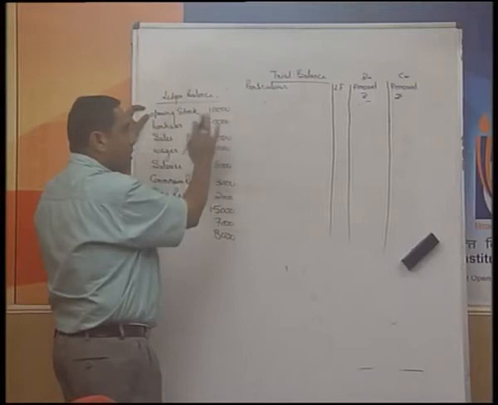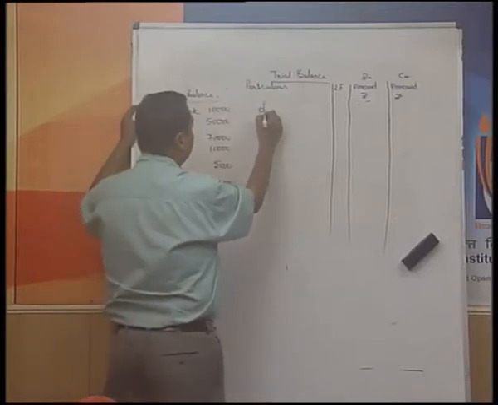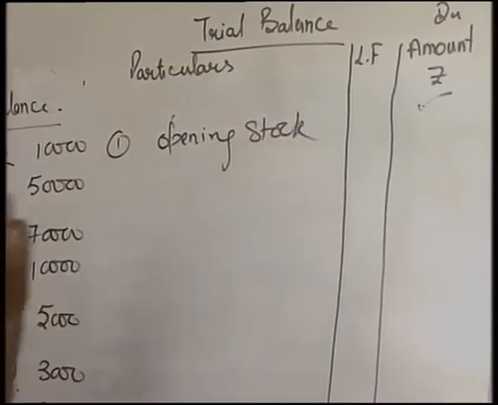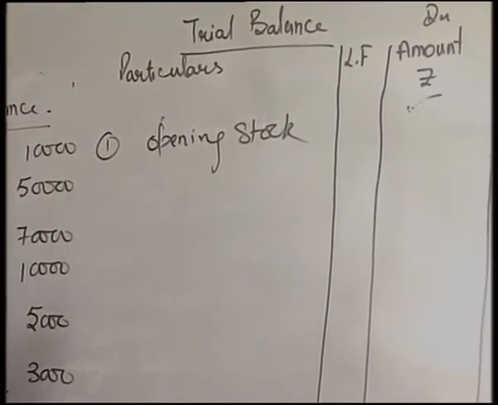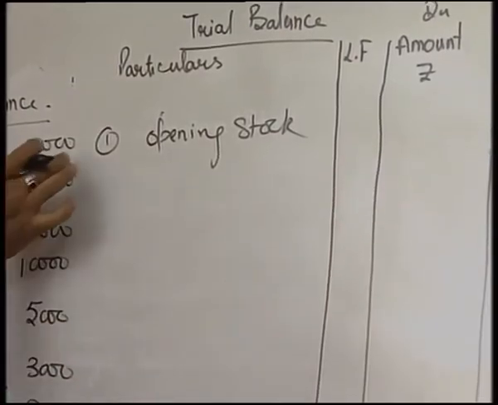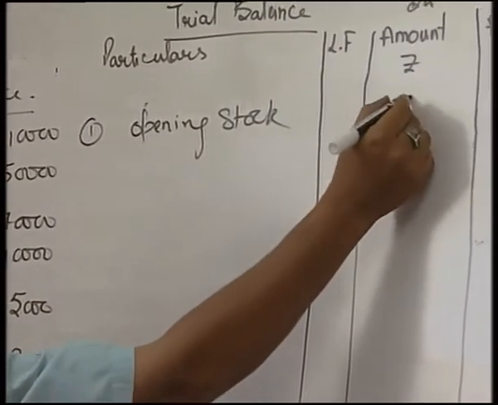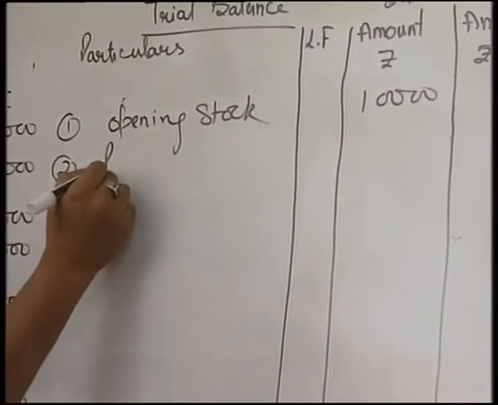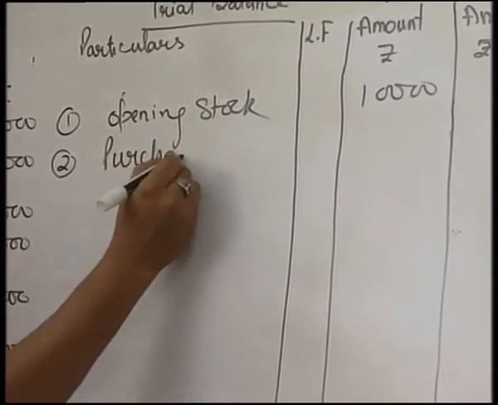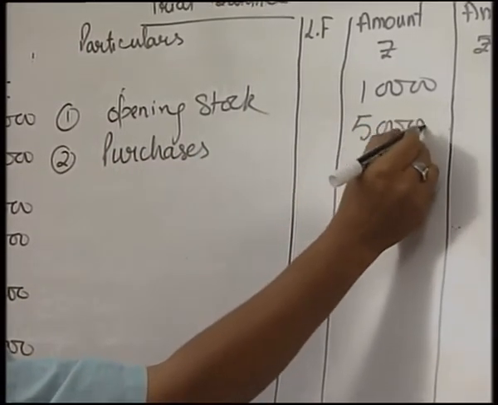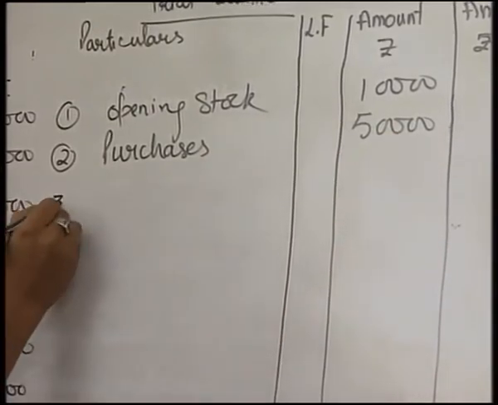Choose and pick one item each time. Say the very first item is opening stock. As you know that opening stock is always going to have the debit balance as per the format which I have explained you right now. So, this 10,000 rupees will be shown in the debit column. Second is purchases. Purchases balance is 50,000. Again purchases are always going to be debited.